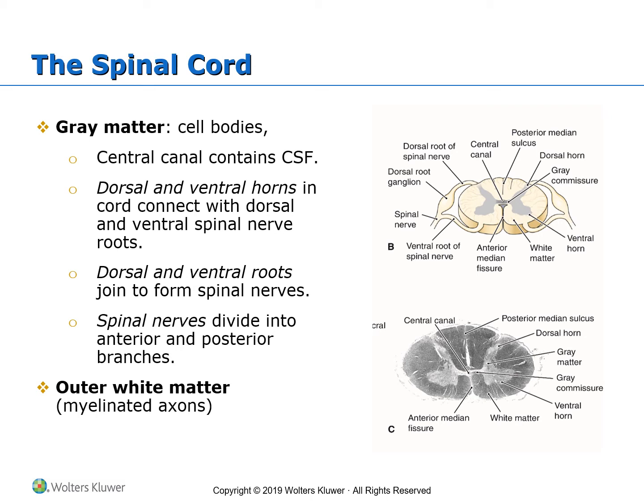You can see it over here, and it contains CSF. That's the liquid that circulates and surrounds the brain and the spinal cord. There is a narrow groove in the posterior side that is called the posterior median sulcus, and another deeper groove in the anterior side or the ventral side that is called the anterior median fissure.